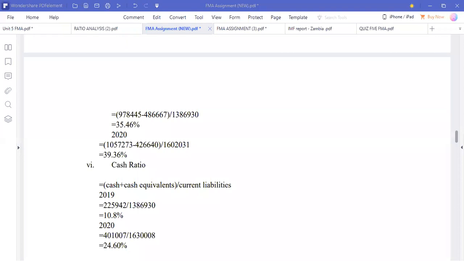When we're discussing this, we look at any securities that we have that are very liquid. For instance, treasury bills, checks that have not yet been deposited. These are the most liquid current assets, apart from cash, because debtors can refuse if you want to go and collect money. They can say, maybe our time has not come.